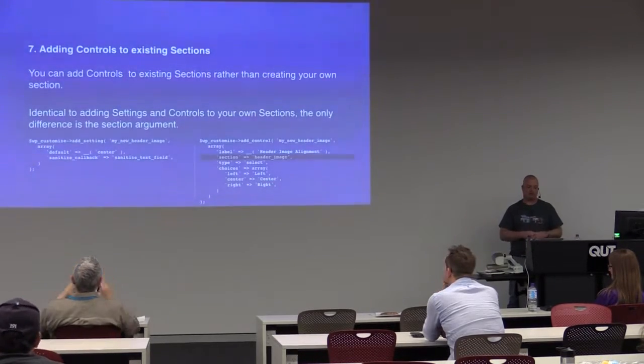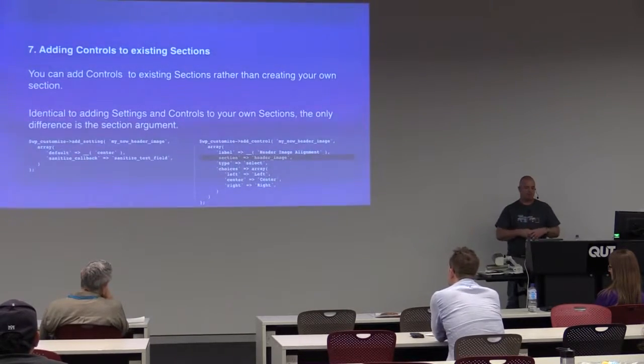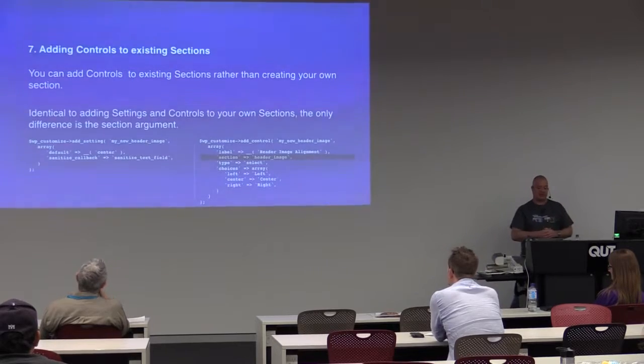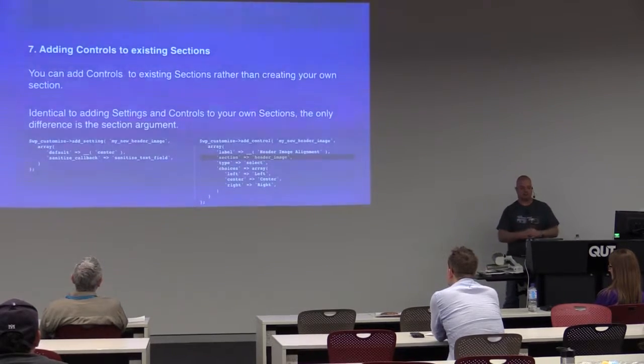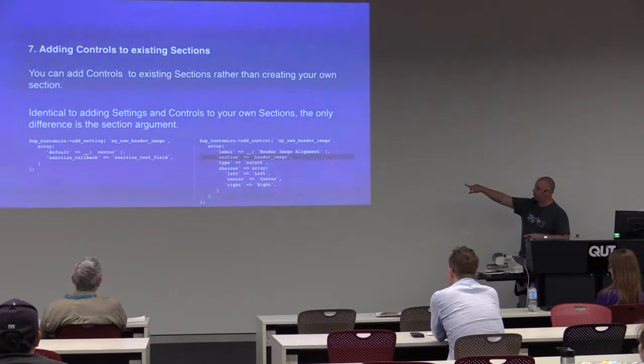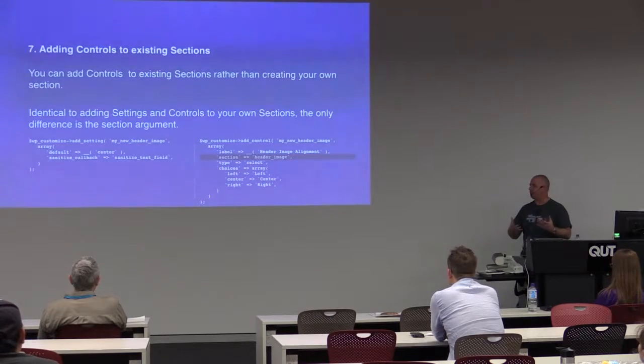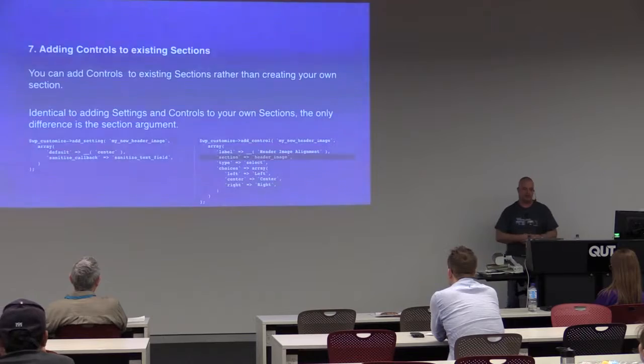You can also add your controls to existing sections. So rather than creating your own section, it's basically identical to adding settings and controls to your own section. The only difference is the section argument. So when you use add control, over on the bottom right, you can see I've just added a section argument, and you just specify the section that you want to put it in.